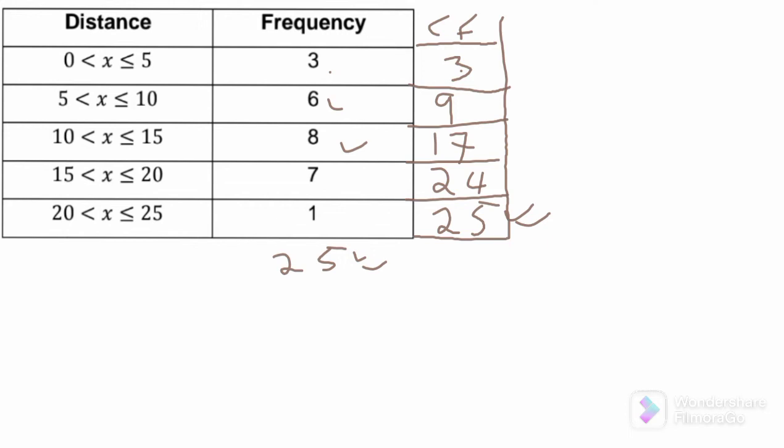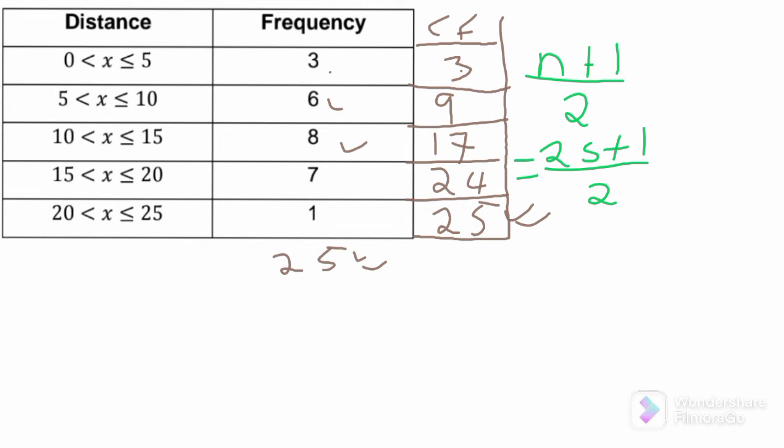Now, from here, how are we going to go about finding the median? We have a formula to get the median. We know that the formula for the median is n plus 1 over 2. So the total number that we have here is 25. So we say 25 plus 1, and we divide by 2. 25 plus 1 is 26. 26 divided by 2 is 13.